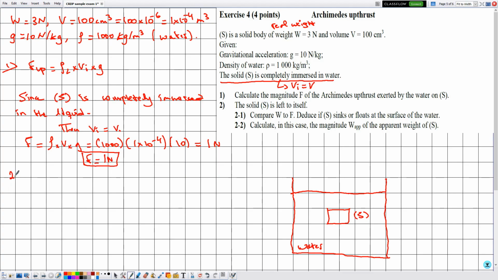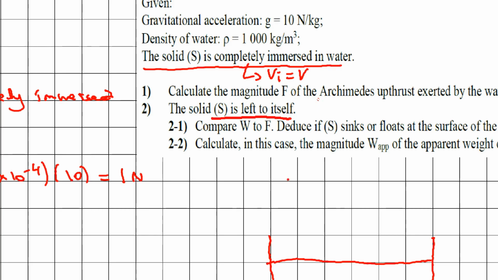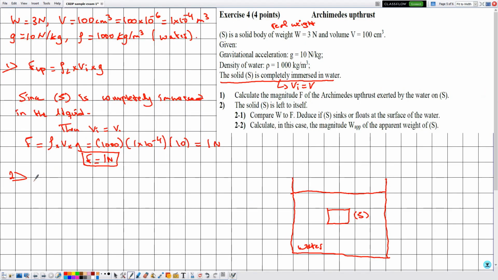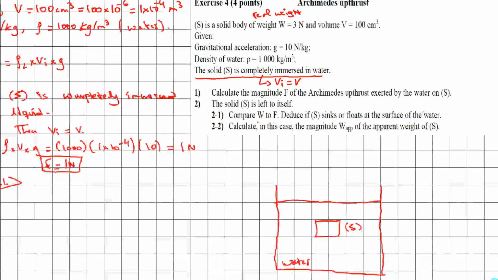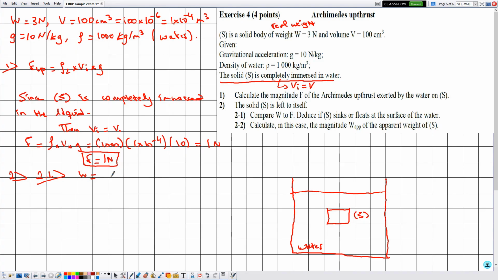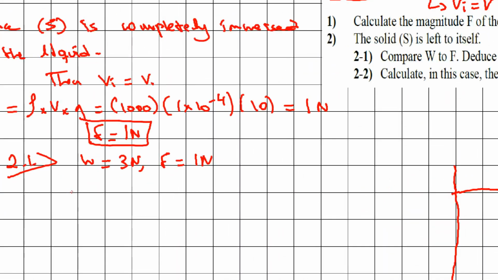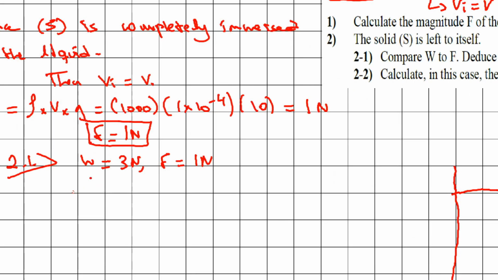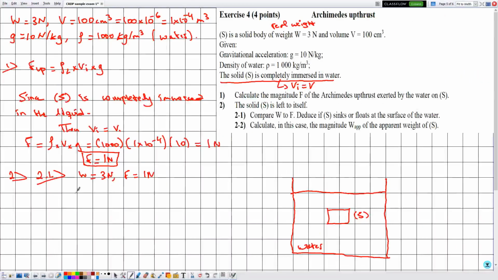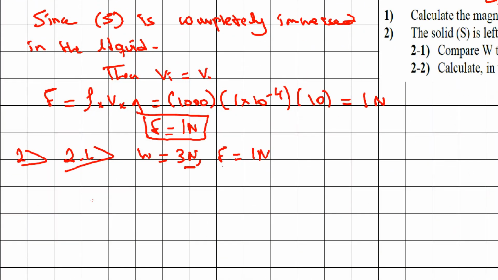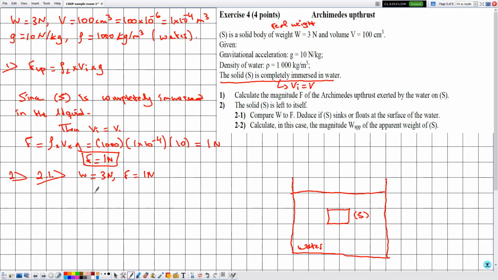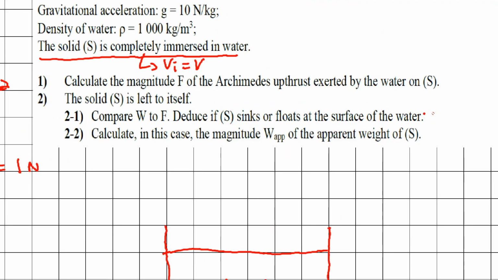And now in number 2, the solid S is left to itself, which verifies that the solid S initially is not at equilibrium. 2.1, compare W to F. The value of W is 3 newtons, and the value of F is 1 newton. By compare, it means we need to state whether W is greater, less, or equal to F. Both have the same unit, and 3 is greater than 1, so it's obvious that W is greater than F. So this is the comparison.